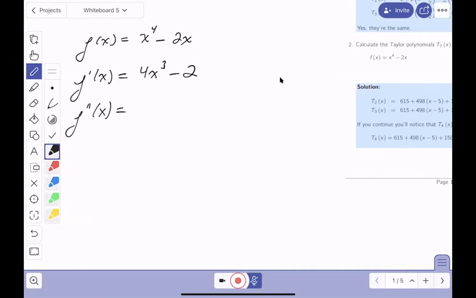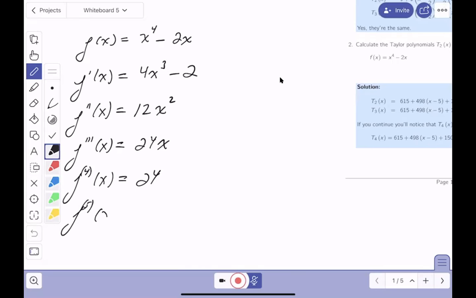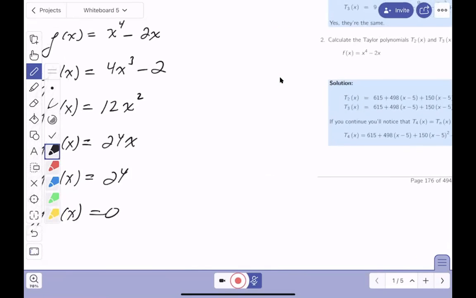Let's see if I did that right, though. That's 4x cubed, yeah, minus 2. So you get 12x squared. Let me put down the third derivative now: 24x. Let me put the fourth derivative down: 24. And I hope you realize here on out, the derivatives are really easy to take, they're all going to be 0. All right. Now, what do we have to do? Evaluate this at the center. And what's the center? The center is at 5.